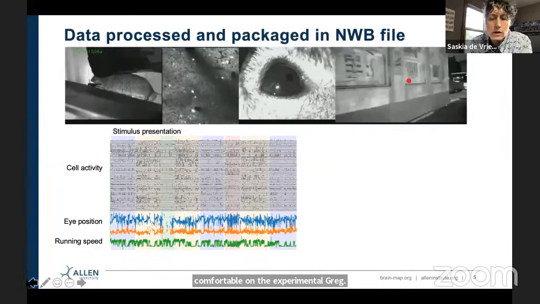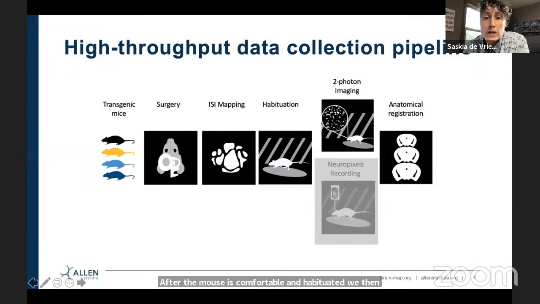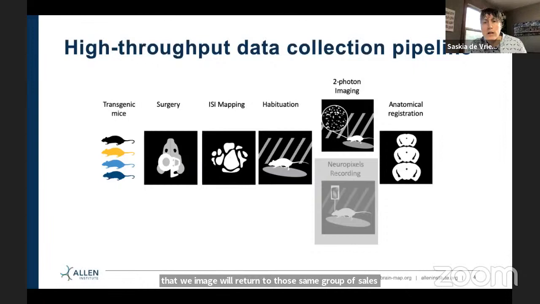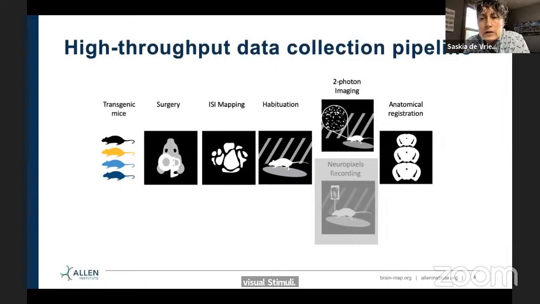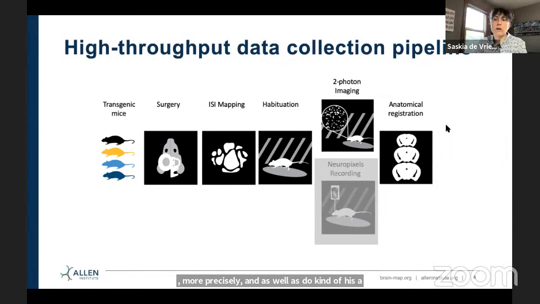After the mouse is comfortable and habituated, we then collect the data using our two-photon imaging. I showed you one example session. For each group of cells that we image, we'll return to those same group of cells over three different days in order to use our full stimulus set, because we do have a lot of different visual stimuli. And for each mouse, we typically will record from two or three different fields of view before we finish using that animal. After they're euthanized, we do some anatomical imaging, which we can use to validate the expression of our calcium indicator more precisely, as well as do a larger registration of the brain areas.